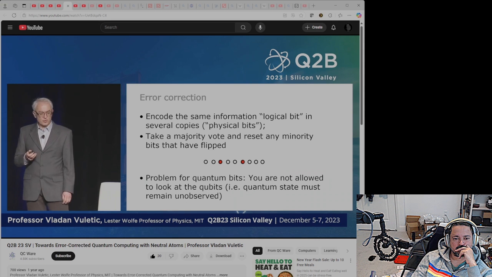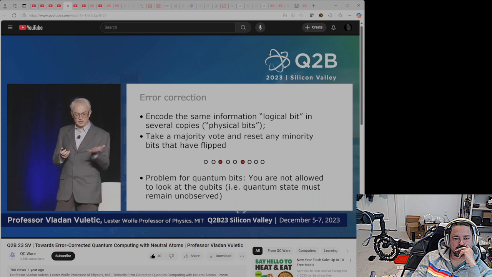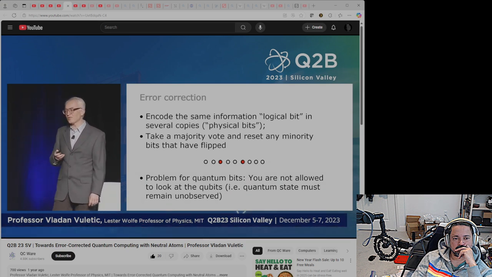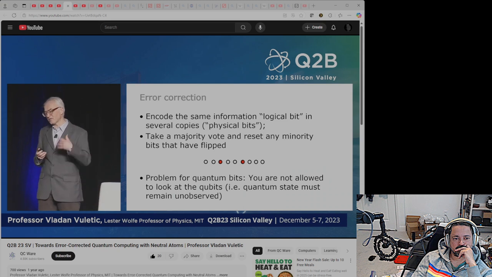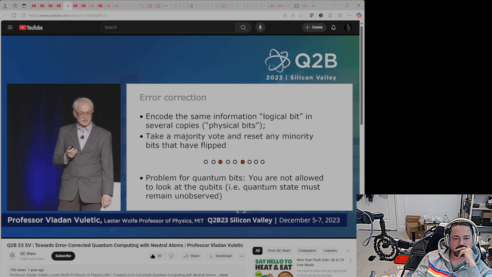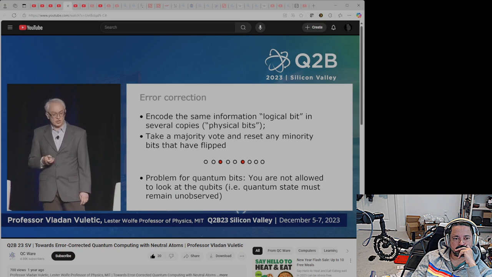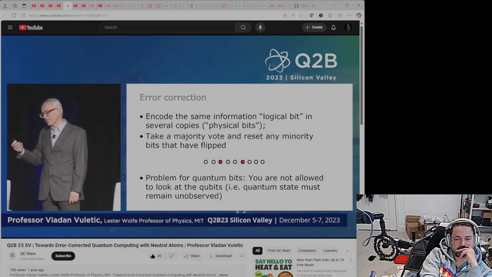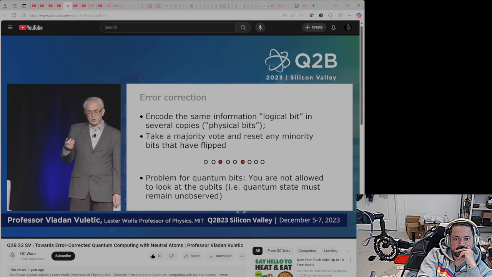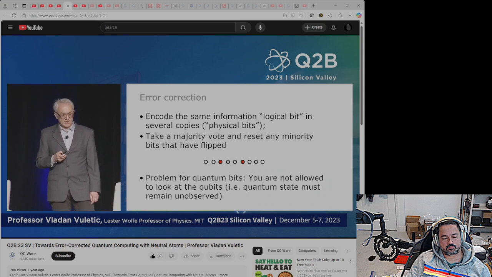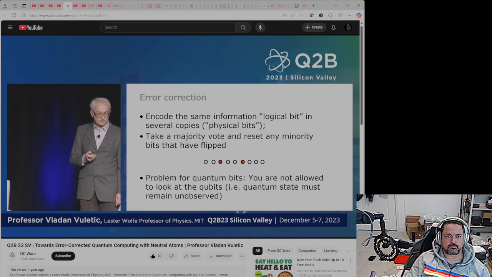In the classical domain, of course, as you all know, you can encode redundantly your bit into several bits and then take a majority vote and reset any minority bits that have flipped, based on the idea that if errors are rare, then it's much less likely that the majority has flipped than that the minority has flipped. But of course, for quantum bits, this is not directly possible because you're not allowed to look at the qubits at all. This quantum state must remain unobserved. And so it's very remarkable that people have come up with various algorithms where you can avoid looking at the state of individual qubits and yet conclude or have an idea whether an error occurred or not.